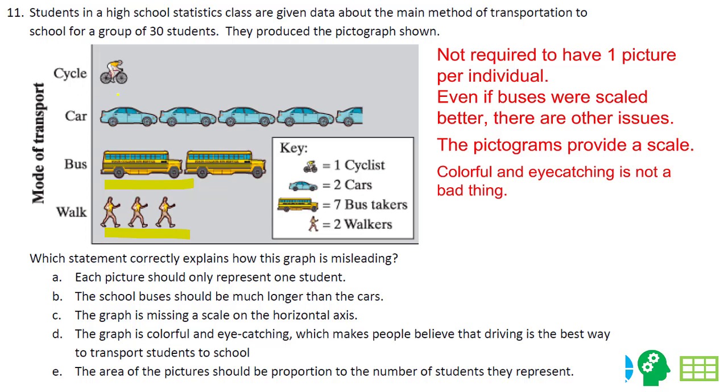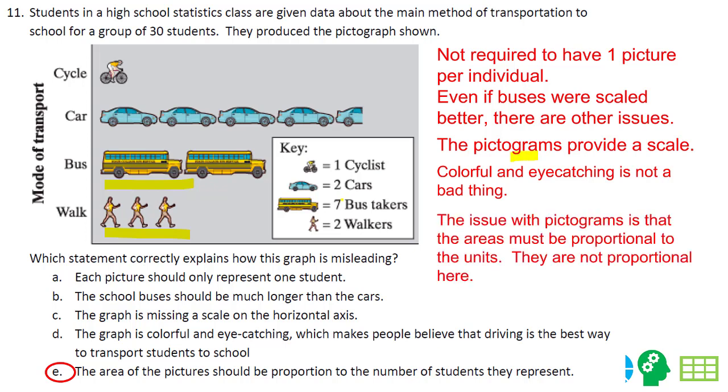If they had done something where these were all the same size and used more similar units, this probably would have been better, but it's very easy to mess up a pictograph, so be careful. Did I call it a pictogram? Yeah, it's a pictogram, same idea. All right. So the issue with pictograms or pictographs is that the area must be proportional to the units. They are not proportional here.